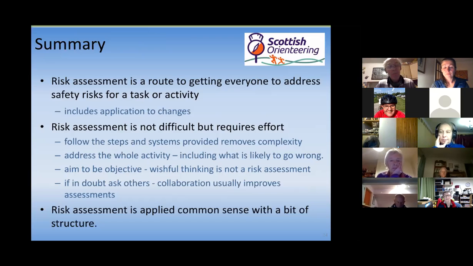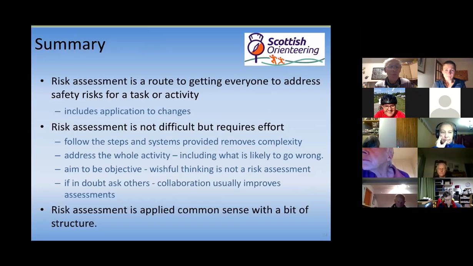So be objective. Wishful thinking is not a risk assessment. Oh, I really hope that nothing goes wrong today. No, that's not a risk assessment. You've got to actually stand back and sort of take your personal wishes out of it. And I said here, if in doubt, ask others, particularly around coaching, actually, because coaches will be more than happy to provide and share experiences and views around risks and precautions.